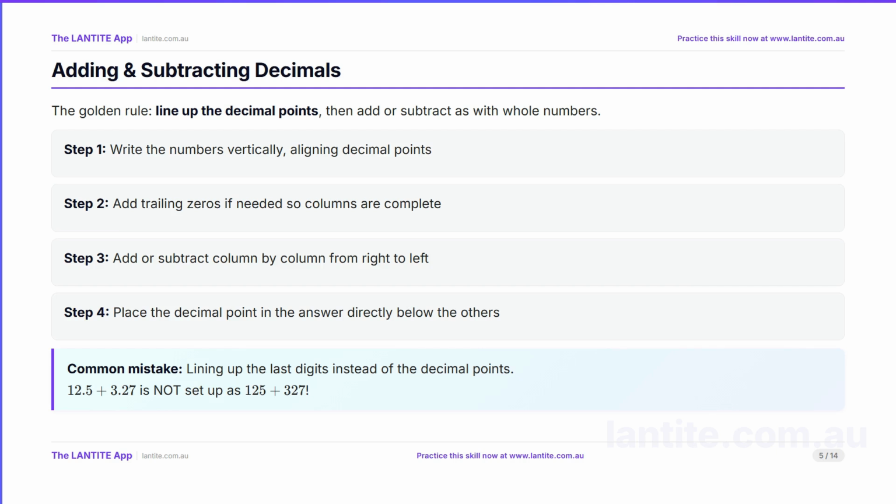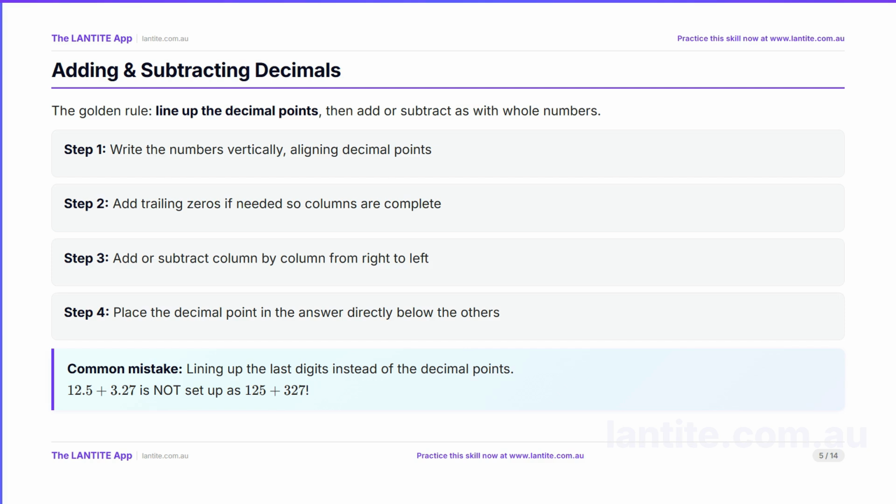Adding and subtracting decimals follows one golden rule. Line up the decimal points. Write the numbers vertically, with the decimal points directly above each other. If the numbers have different numbers of decimal places, add trailing zeros to fill in the gaps. Then add or subtract column by column from right to left, just like with whole numbers. Finally, bring the decimal point straight down into your answer.